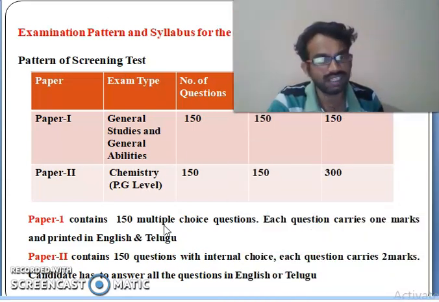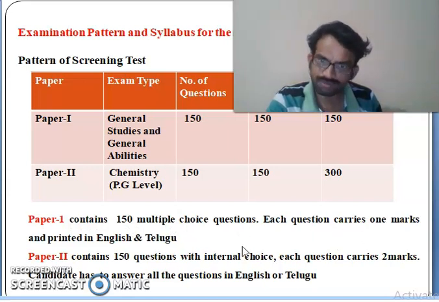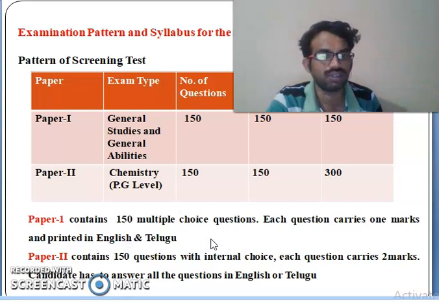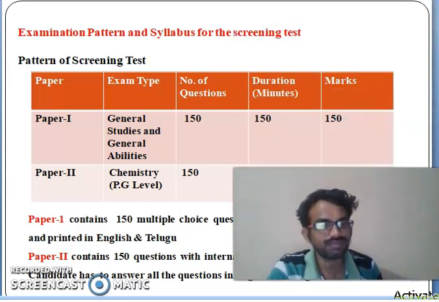You can see paper 1 contains 150 multiple choice questions. Each question carries 1 mark, and the paper will be available in English and Telugu versions. And paper 2 contains 150 multiple choice questions, each carrying 2 marks. The question paper is available in English and Telugu for the candidates.